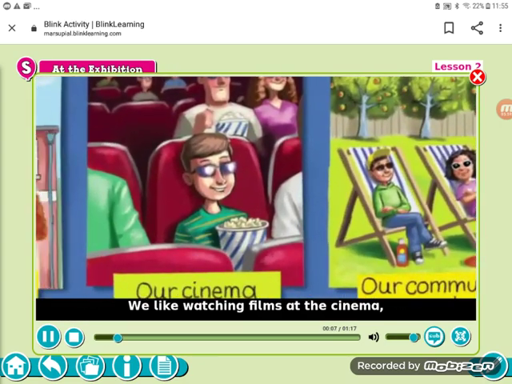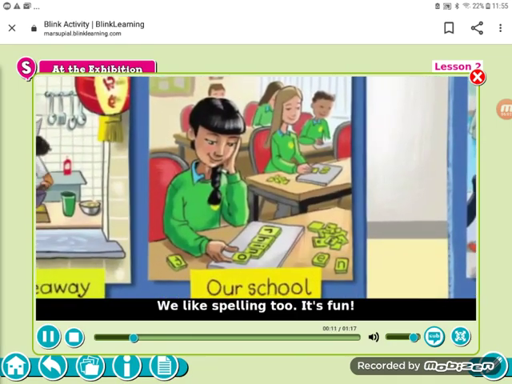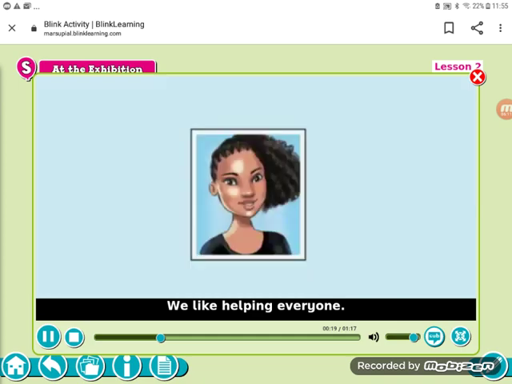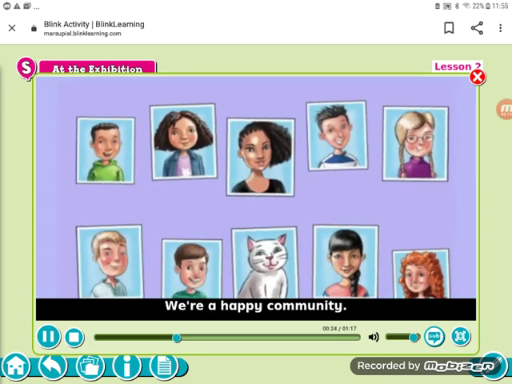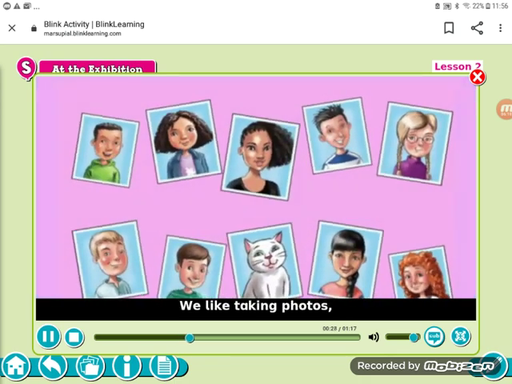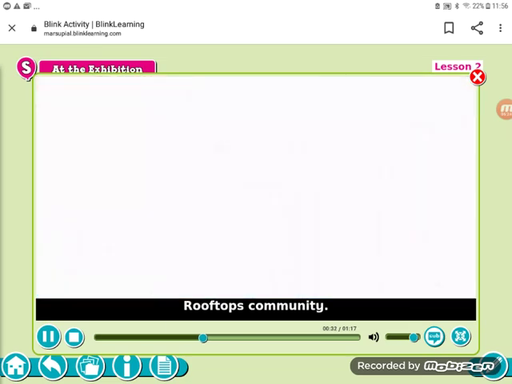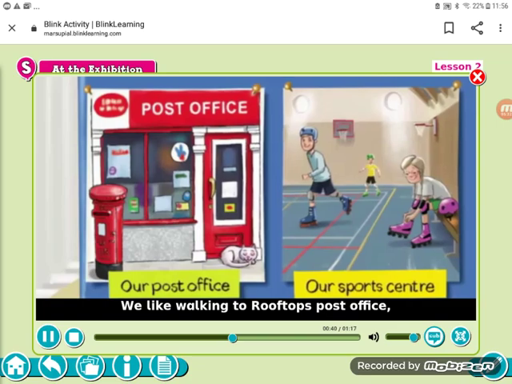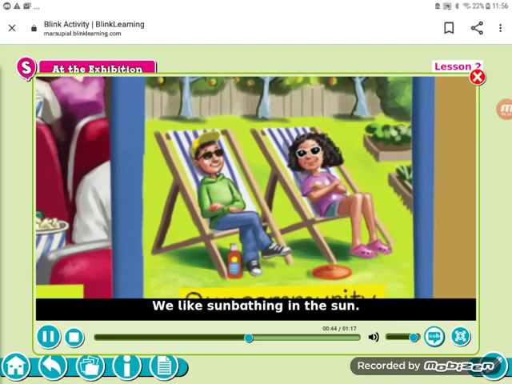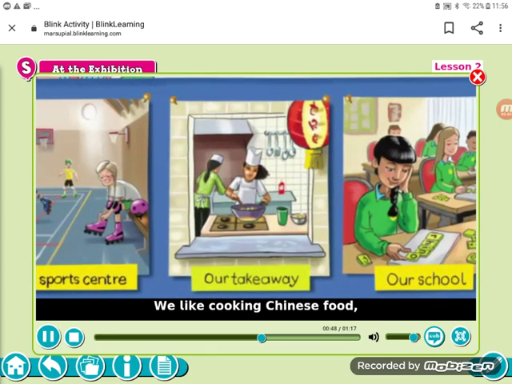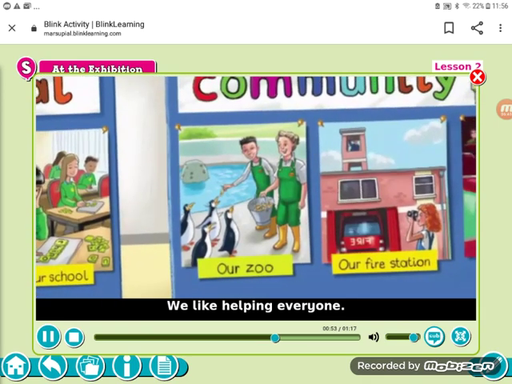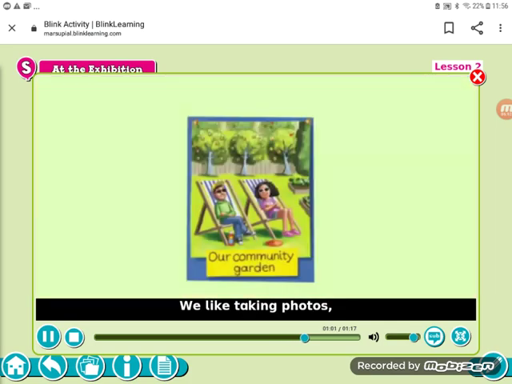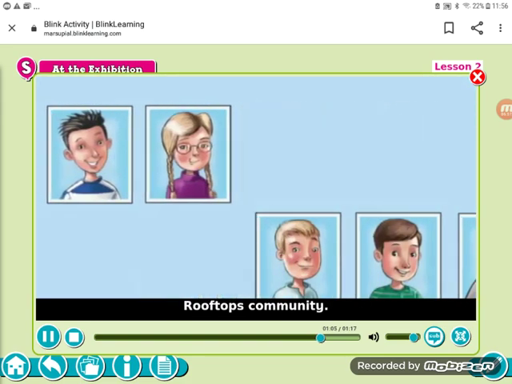We like rollerblading, we like helping everyone. Rooftop community, we're a happy community. We like taking photos so you can see. Rooftop community. We like walking to rooftops. We like sunbathing in the sun. We like cooking Chinese food. We like helping everyone. Rooftop community, we're a happy community. We like taking photos so you can see. Rooftop community.